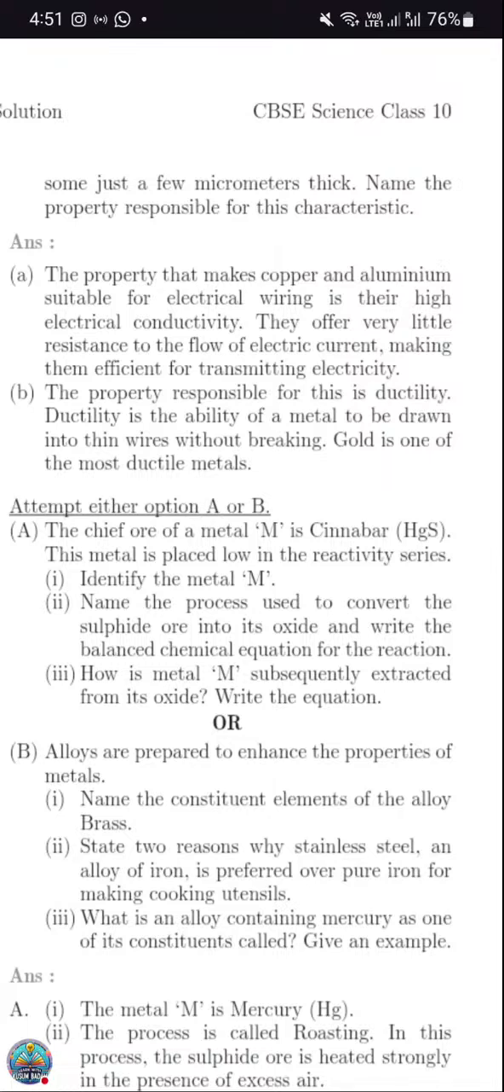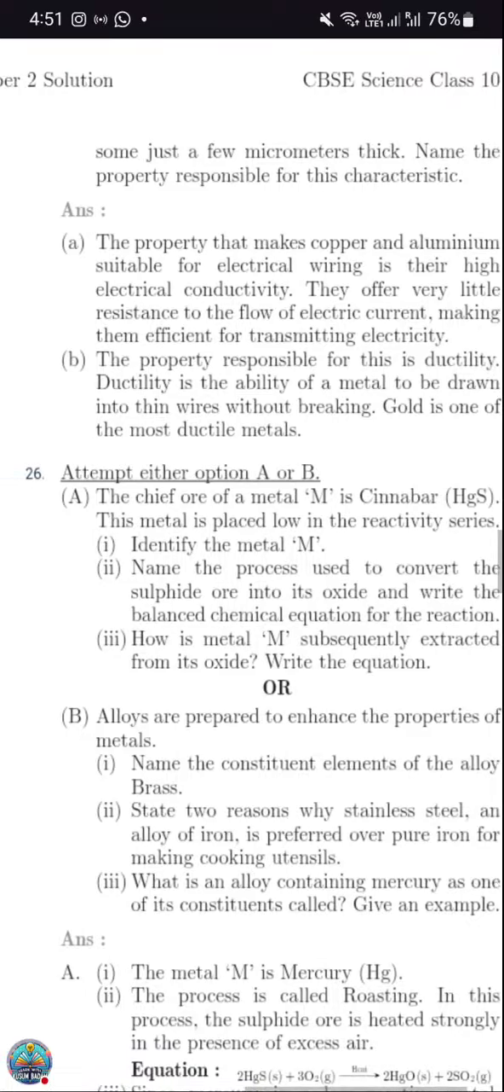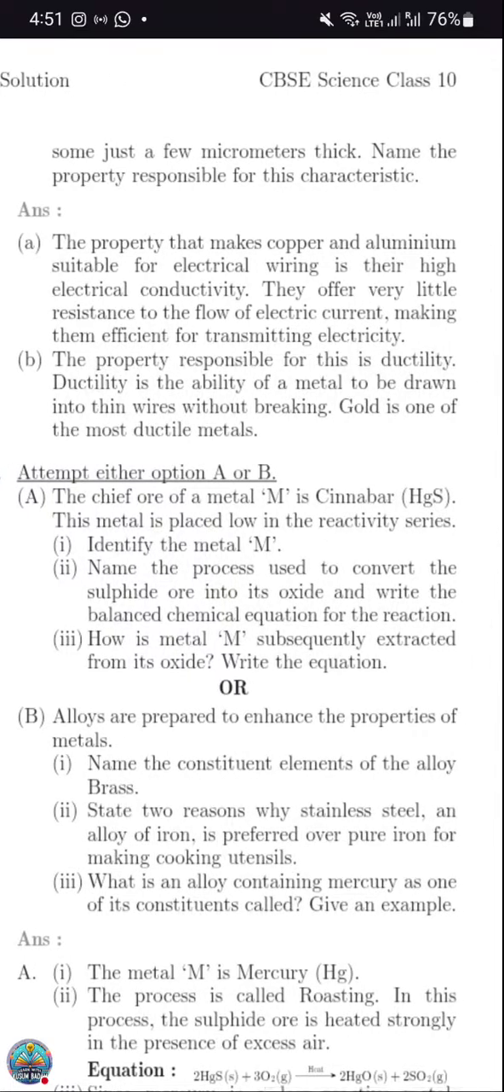Next one, the property responsible for gold to be drawn into wire is ductility. Ductility is the ability of a metal to be drawn into thin wire without breaking. Gold is one of the most ductile metals. Now the next, 26th question, again we have an internal choice here. In biology we got 2 internal choice questions, chemistry also 2. So this is the internal choice one.